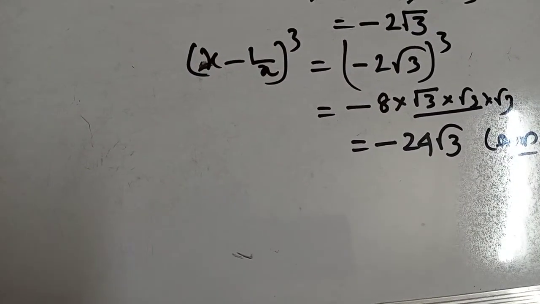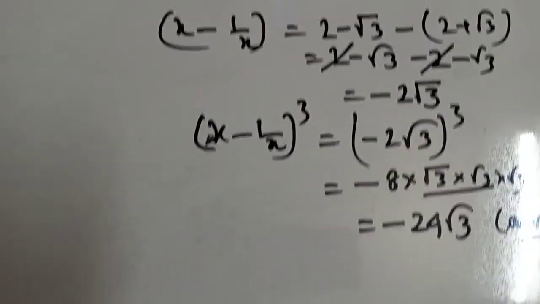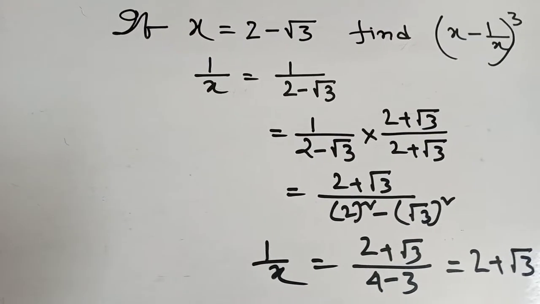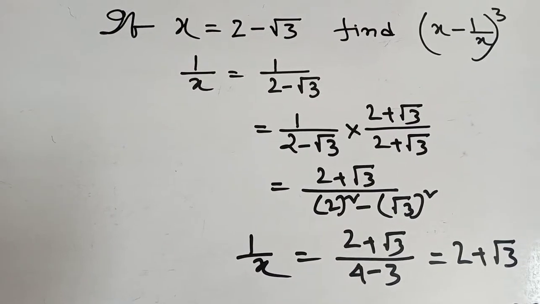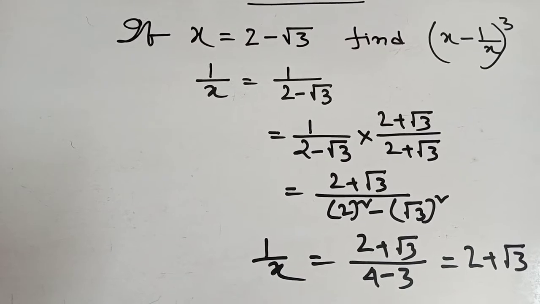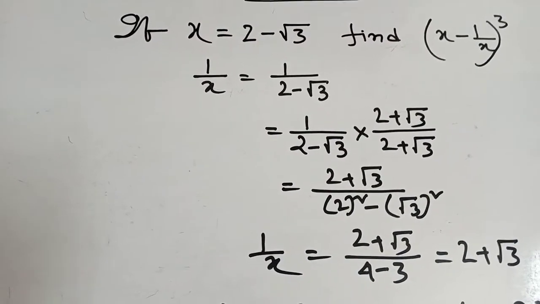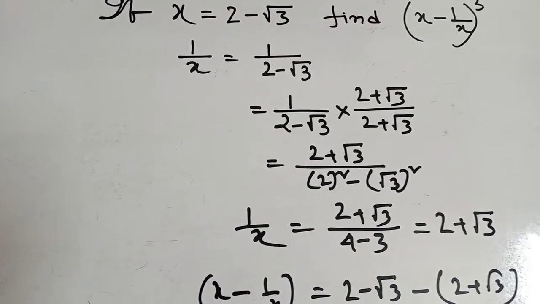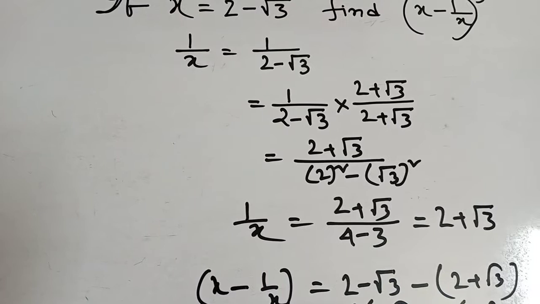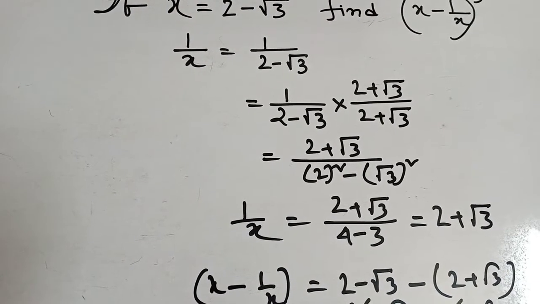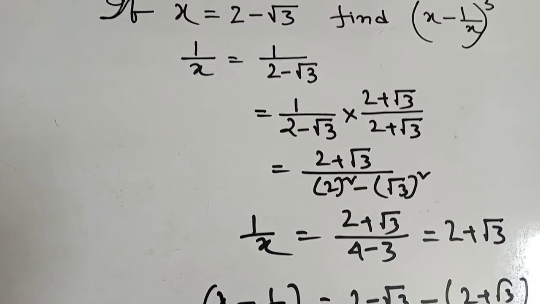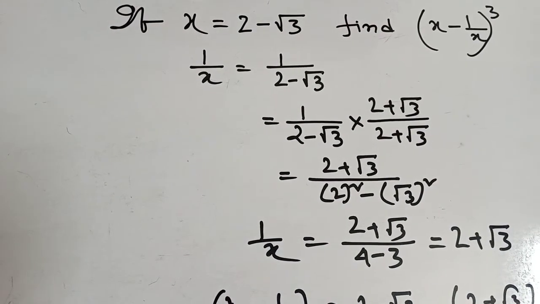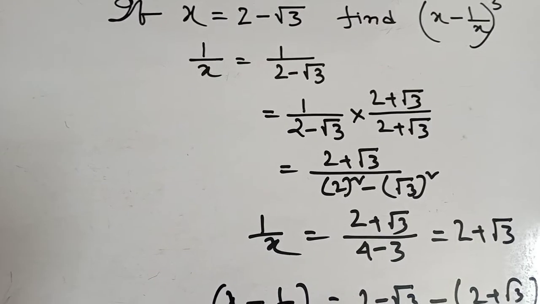That means given x equal to 2 minus root 3, find (x minus 1 by x) whole cube. You will not apply the (a minus b) whole cube formula. The (a minus b) whole cube formula is a cube minus 3a square b plus 3ab square minus b cube. That is a hard process. At first, next, if you put the value of x, that is the hard method. This is the easy method.